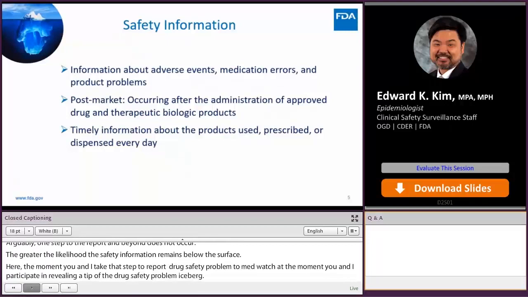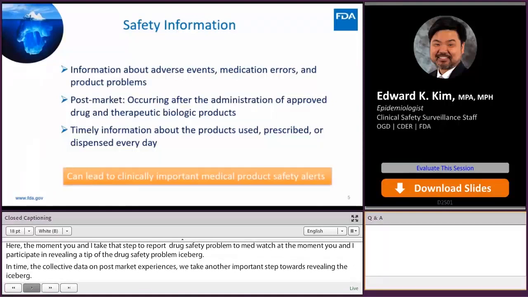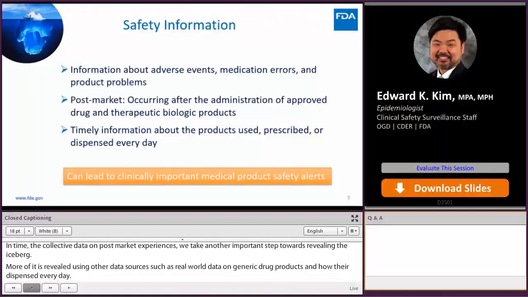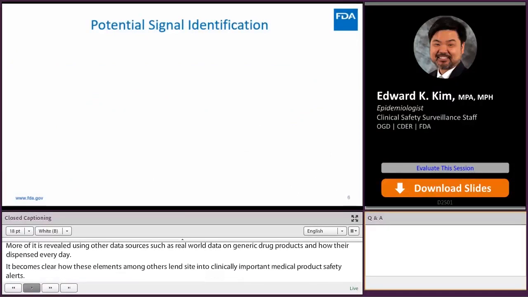More of it is revealed using other data sources such as real-world data on generic drug products and how they're used, prescribed, and dispensed every day. And it becomes clearer how these elements, among others, lend insight into clinically important medical product safety alerts. Delving a bit deeper, we can characterize potential drug safety signals, for example, through reports or contacts from the public directly to FDA, whether through email, phone, or other methods of contact.